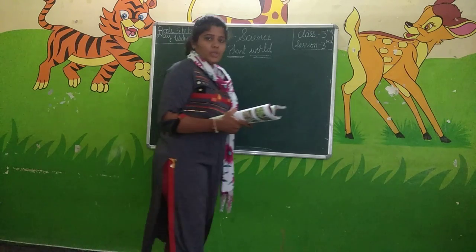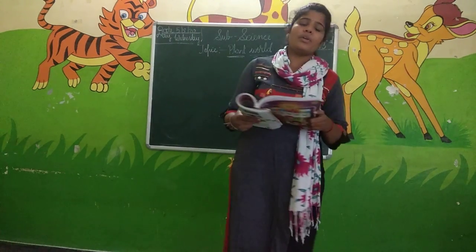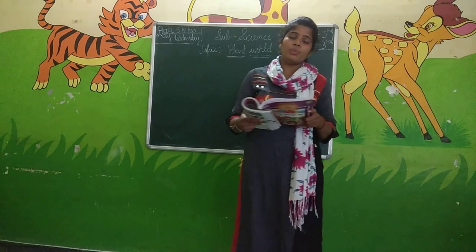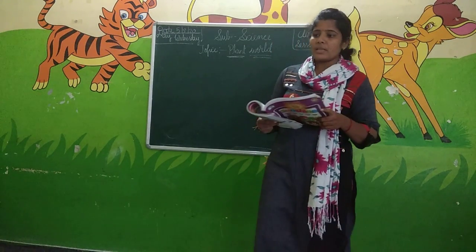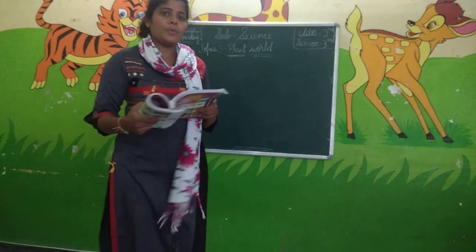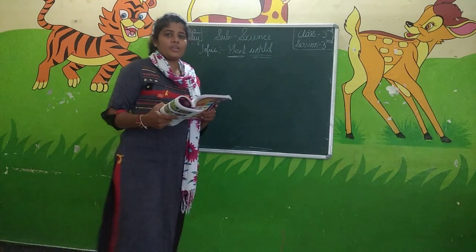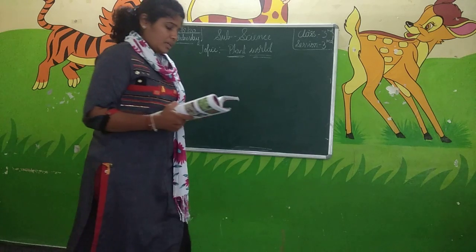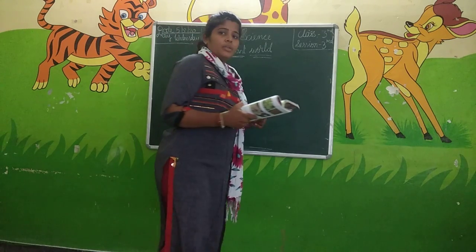Plants are very useful for animals and for human beings also. Without plants, animals and human beings can't exist on the earth. Plants are the first living things that were generated on the earth.